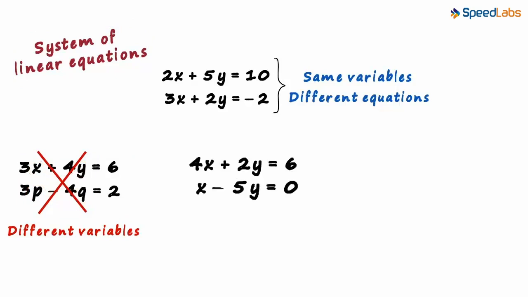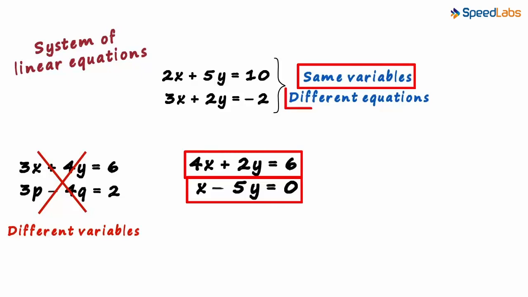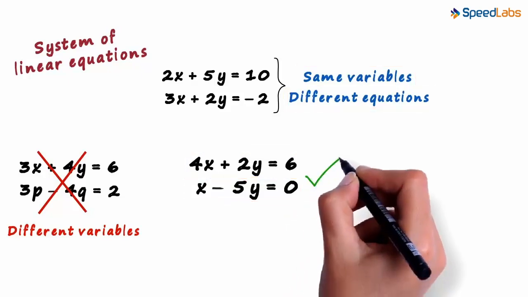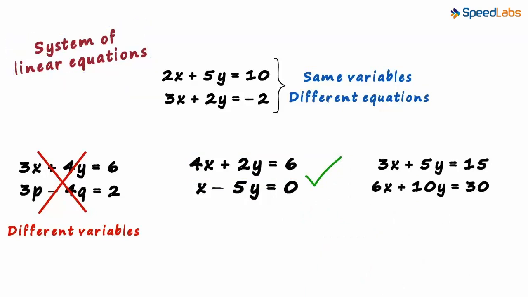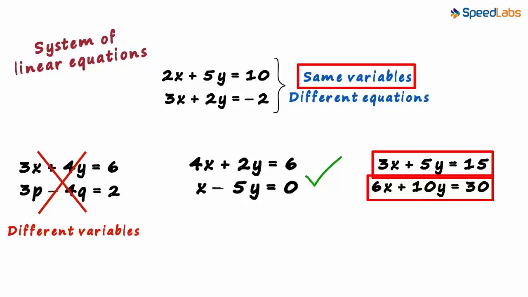What about these two equations? Both equations have the same variables and both are different equations. Yes, it means that they do form a system of linear equations. Here's your last example. 3x plus 5y is 15 and 6x plus 10y is 30. The first condition of same variables is satisfied and they look as if they have different equations. But wait, they are not different equations.